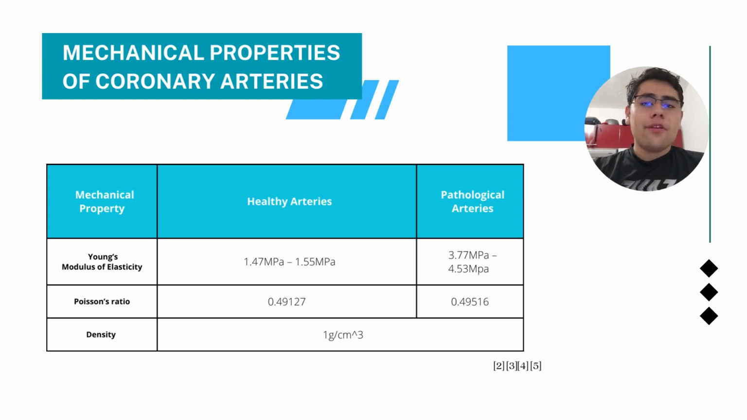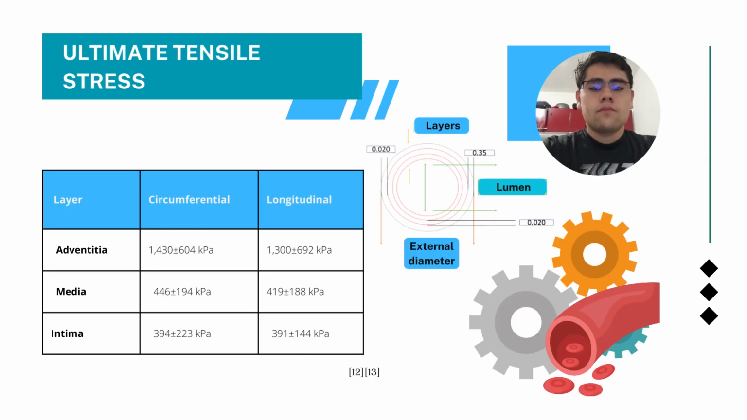Regarding the mechanical properties, our research shows that a healthy artery has a Young's modulus of elasticity of 1.47 megapascals to 1.55 megapascals. Meanwhile, a pathological one is reported as 3.77 megapascals to 4.43 megapascals. The density of soft tissue, according to NIST, is reported as almost 1 gram per cubic centimeter. For the Poisson ratio, both types are reported as approximately 0.49, the pathological one being a little bit higher as shown.